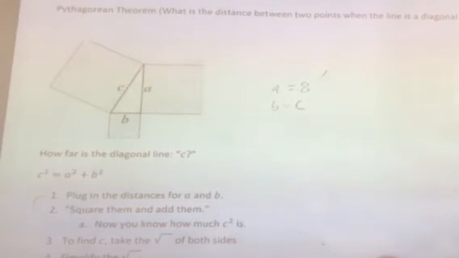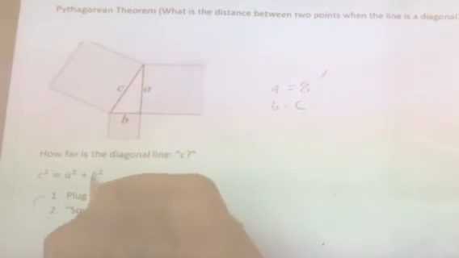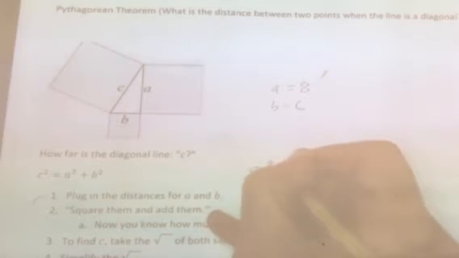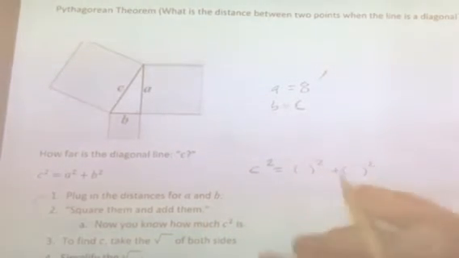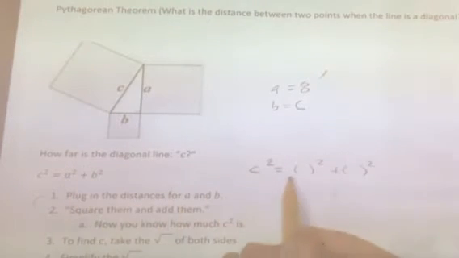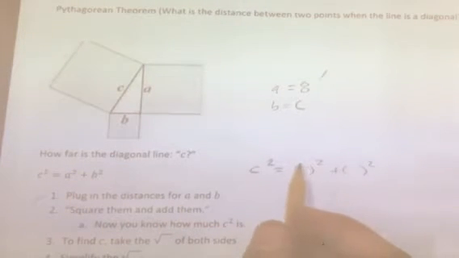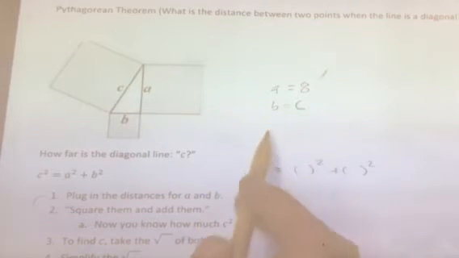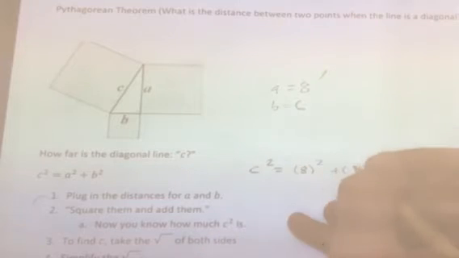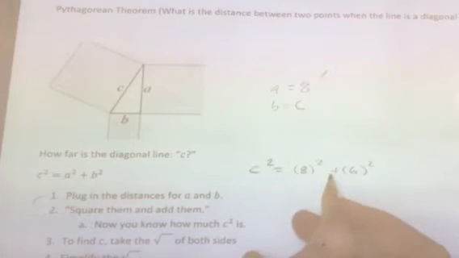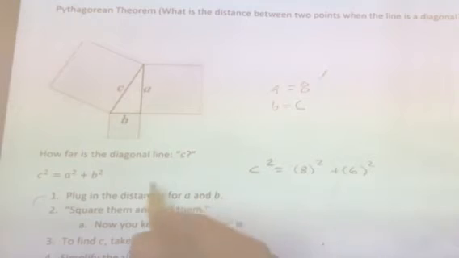So our first step will be to plug in the distances for a and b. So I'll rewrite this as c squared equals something squared plus something squared. This was a squared and b squared, but now we'll bring the numbers in for a and b. So a equals 8 and b equals 6. Now, the next thing we do is square them and add them.